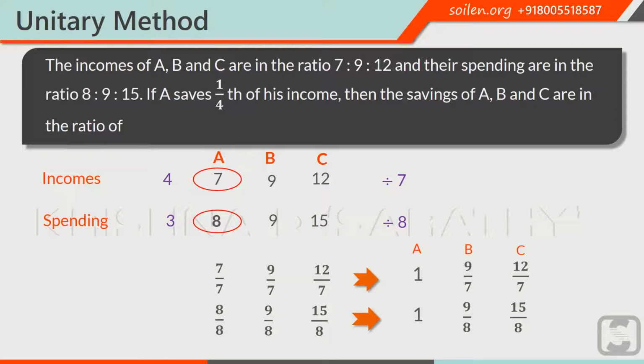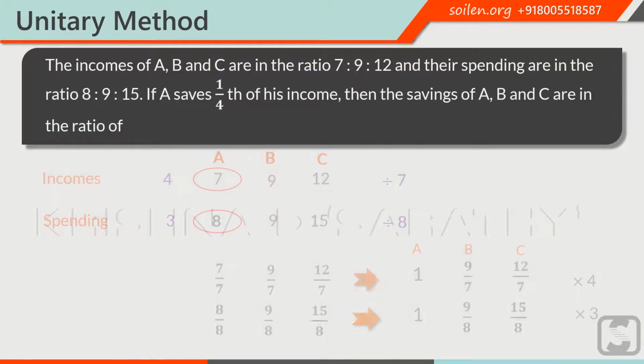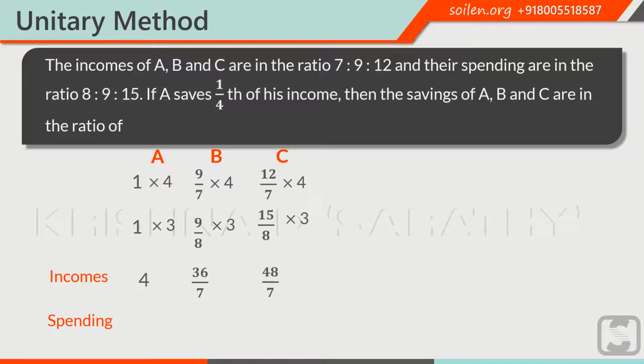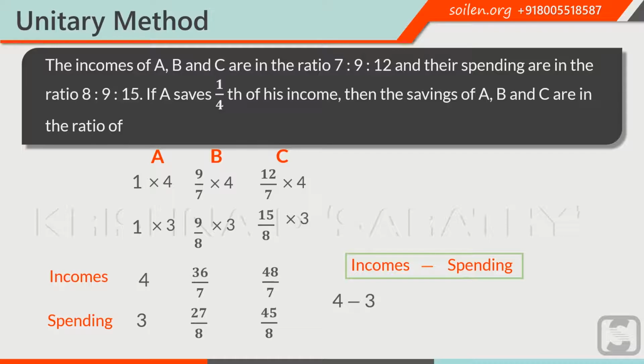Here, we got the ratio of income and spending 1 to 1. If I multiply each term of the first ratio by 4, and each term of the second ratio by 3, we can get A's income and spending in the ratio of 4:3. All the respective products are written here. Products of incomes 4, 36/7, 48/7, and products of spending 3, 27/8, 45/8. Next, we will take the differences of respective terms of incomes and spending. Now, we will write the differences here. 4 minus 3, 36/7 minus 27/8, and 48/7 minus 45/8.